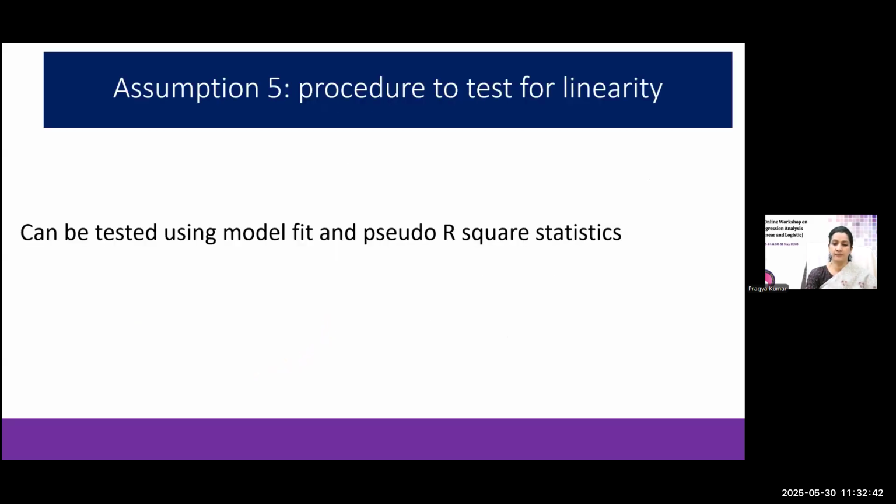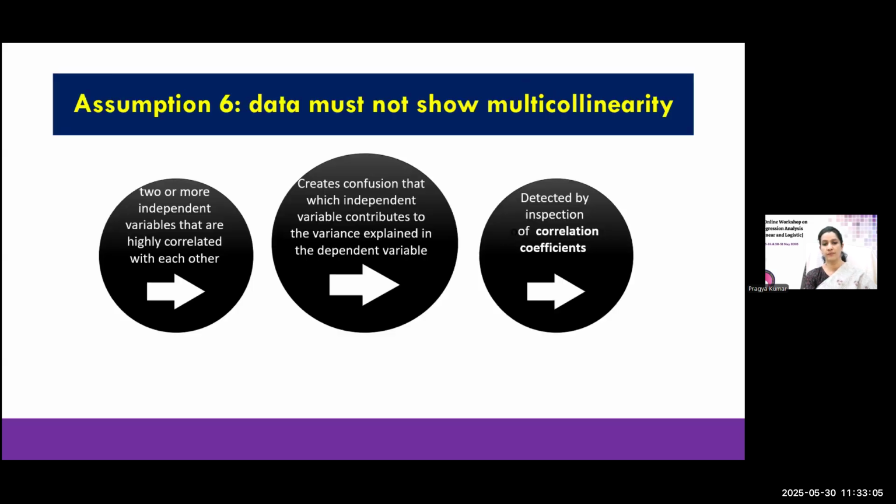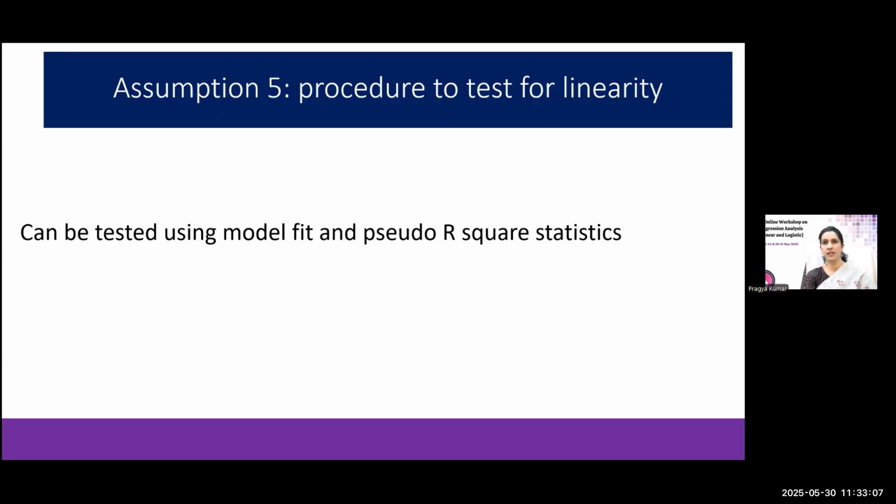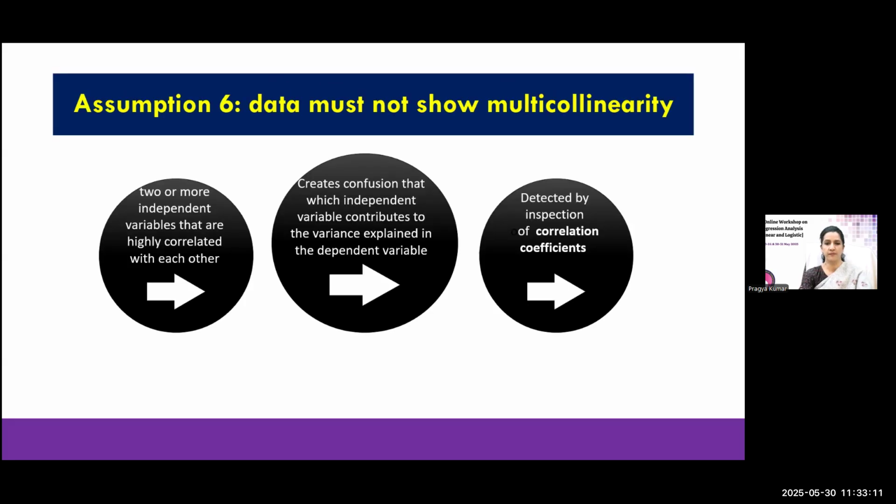The next one is the procedure to test for linearity. Here the assumption of linearity is tested using the model fit and pseudo R-square statistics, which we'll see once we run the statistics. If the pseudo R-square statistic is between 0.2 and 0.4, we say that it is linear. And the model fit statistic should be more than 0.5.